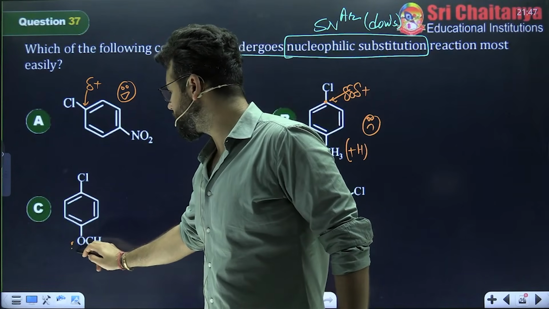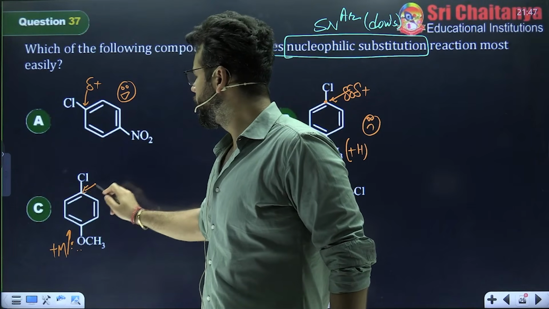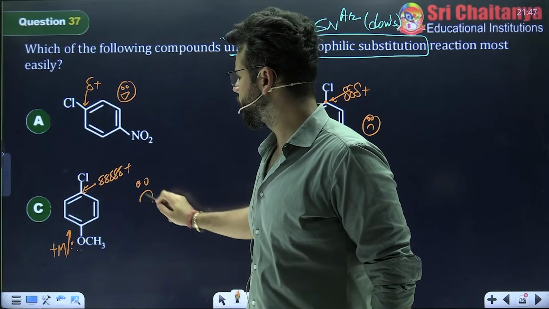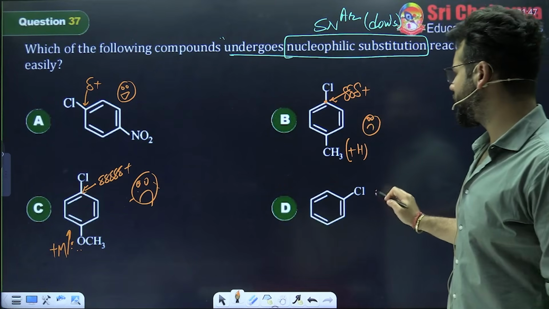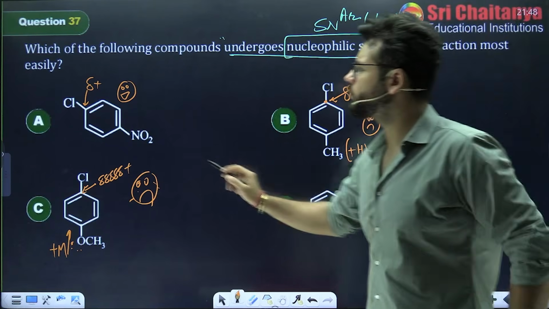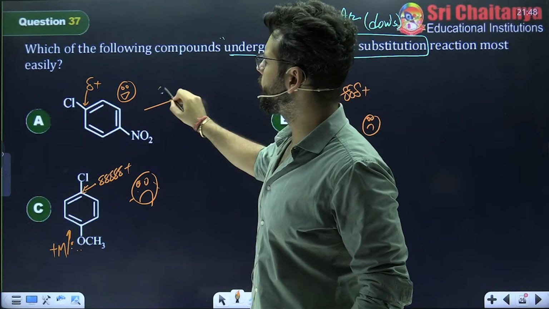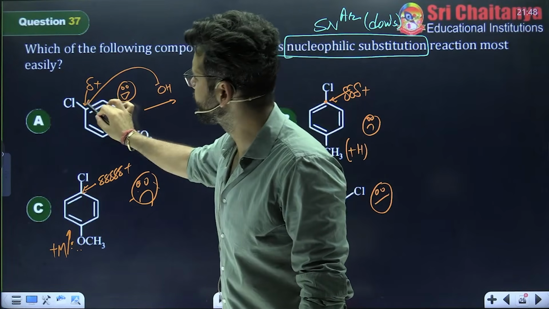OCH3 is a plus M group. A plus M group will send too many electrons, making it very less positive. So this is the least reactive. And this is somewhere in the middle. No group is there. So NO2 is helping here, which will make the Meisenheimer complex. This is how the Meisenheimer complex will form when the OH minus from the NaOH attacks here.